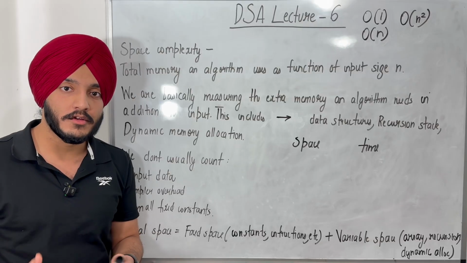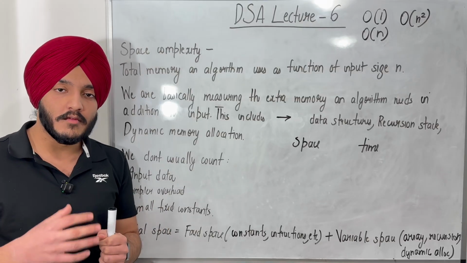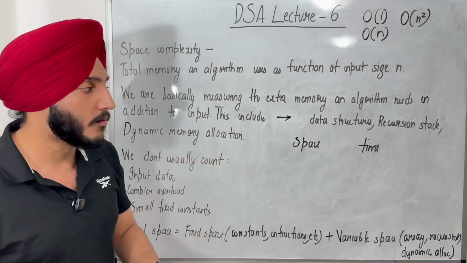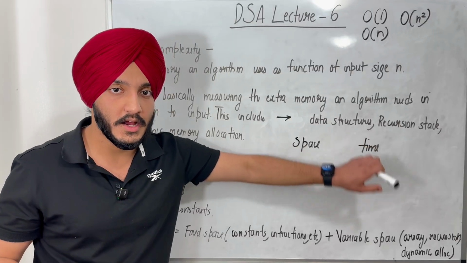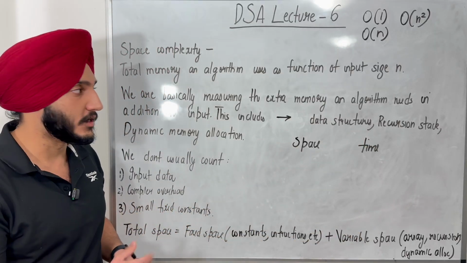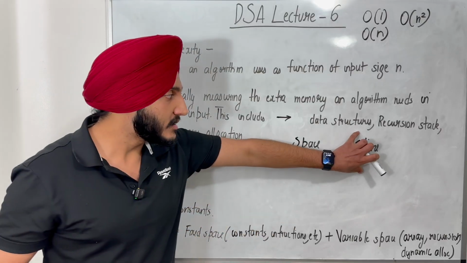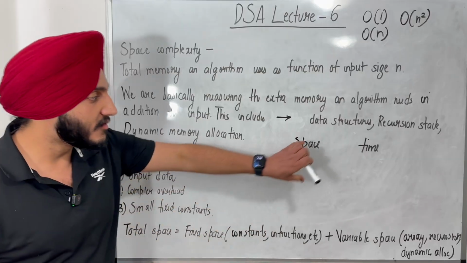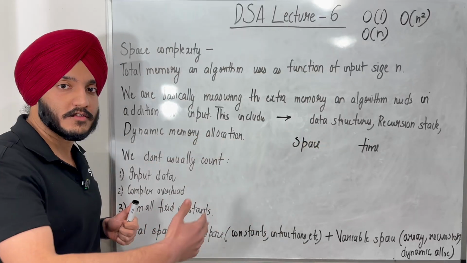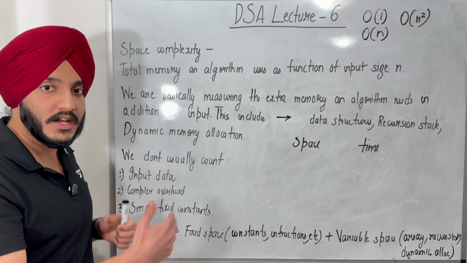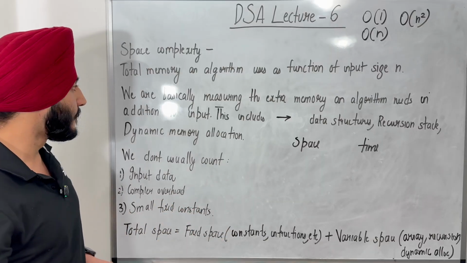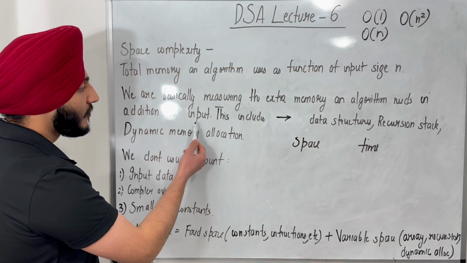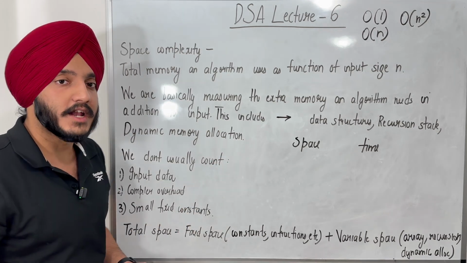Even if you're preparing for interviews or LeetCode problems, you would always hear people talking about what the space complexity of this LeetCode problem is or what the time complexity of this problem is. So it's very important to understand these concepts. Once again, time complexity measures how time increases with the input size. And space complexity is how the amount of memory we need increases with the input size. So we are basically measuring the extra memory an algorithm needs in addition to the input space.